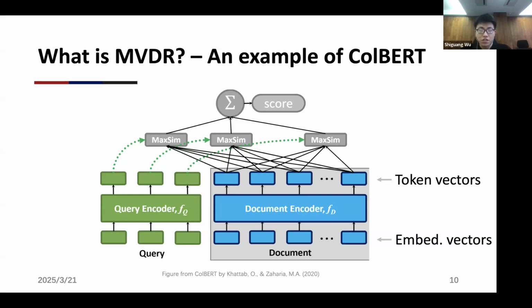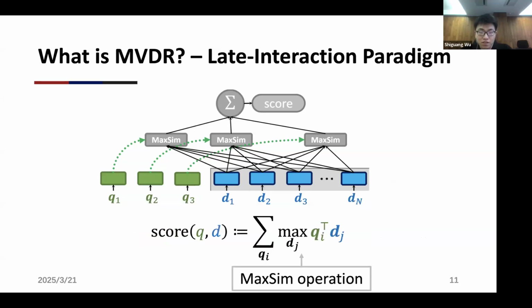There are two notations here. What this paradigm is actually doing is the max-sim operation proposed by their paper: every query token has to find the maximum similarity token in the document tokens. Then we sum up these scores to get the final relevance score of the query and document. So this is the scoring function of their model. This was proposed, I think, in 2020.